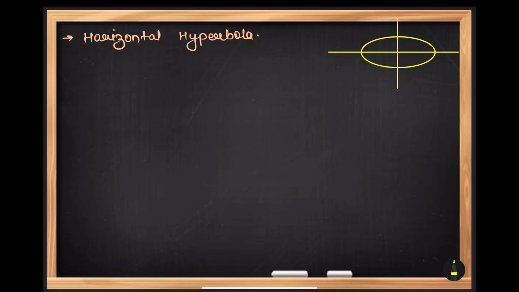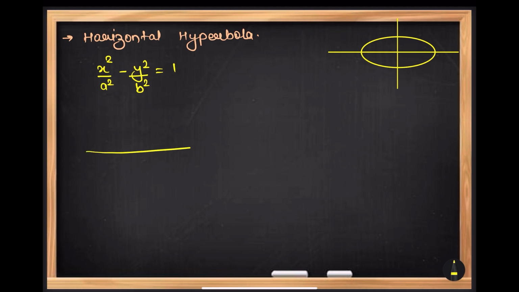Now look at this. Suppose that you have the equation of a curve which looks like x square by a square minus y square by b square equals to 1. So here it is something square minus something square equals to 1. If you have 1, then you will have horizontal hyperbola. If you have minus 1, then you will have vertical hyperbola. I hope till this part you guys are comfortable.